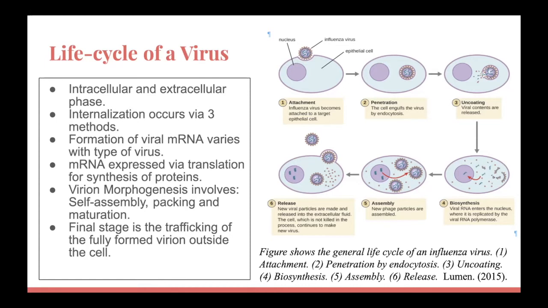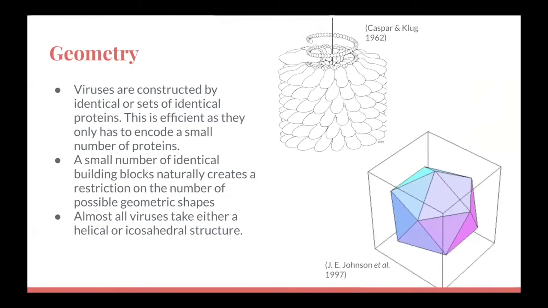extracellular phase. So, as Isabel said earlier, viruses are constructed by a genome strand surrounded by a protein shell known as a capsid. What I'm going to be talking about is the geometry of this capsid shell itself. But firstly, we need to understand that viruses want to be as efficient as possible when constructing this shell. It would therefore much rather have to encode a small number of proteins to construct the shell rather than a large number. Having a small number of identical building blocks with specific bonding sites naturally creates a restriction on the number of possible geometric shapes a virus can construct.